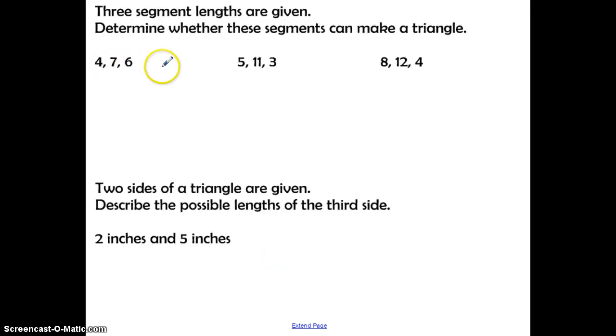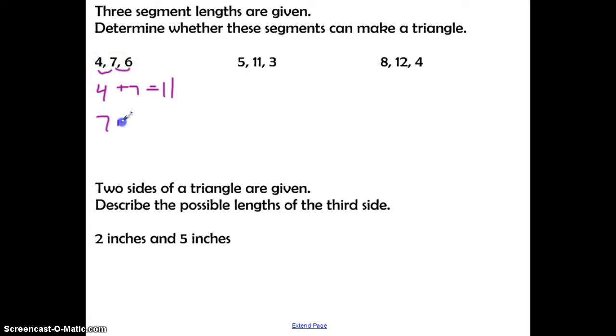So these are two different types of examples that we can work out using that theorem number 3. In this first set of problems, it tells us that 3 segment lengths are given, and we need to determine whether these segments can make a triangle. Now, based off of the triangle inequality theorem 3, each 2 sides has to add up to greater than the third one. So the question is 4 plus 7 equals 11, and that is greater than 6, so that works.